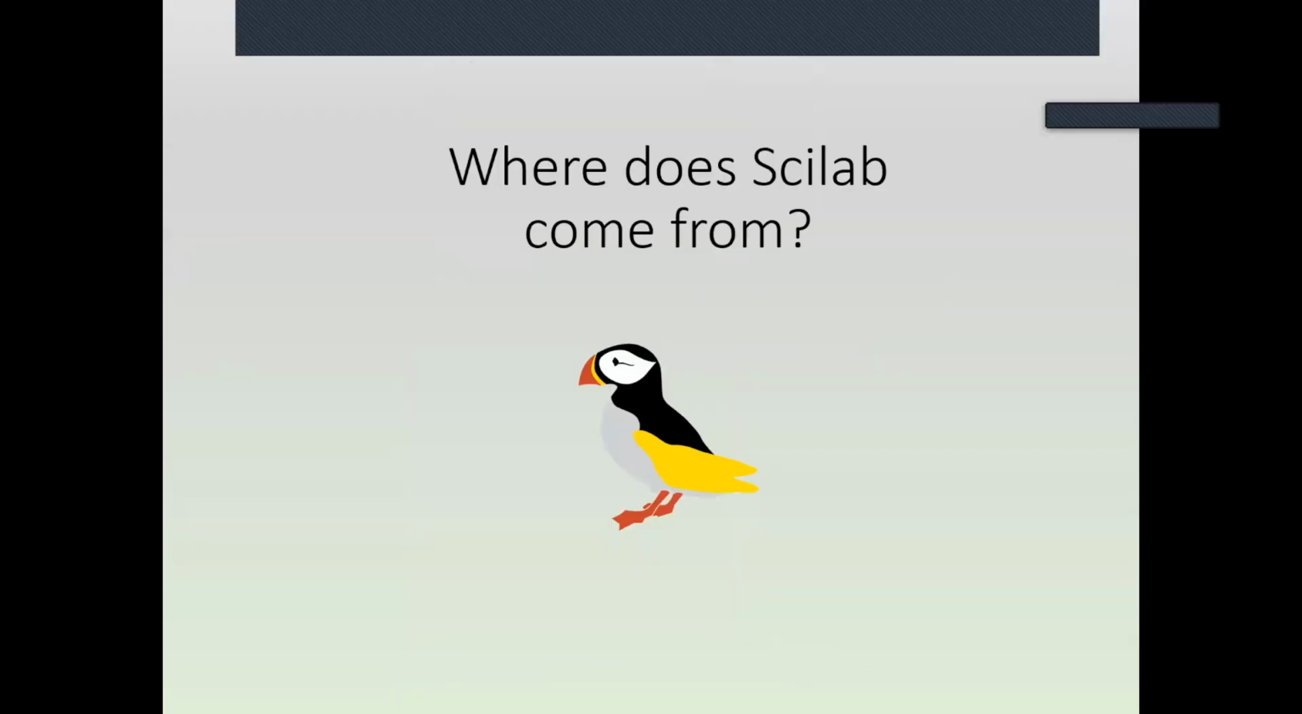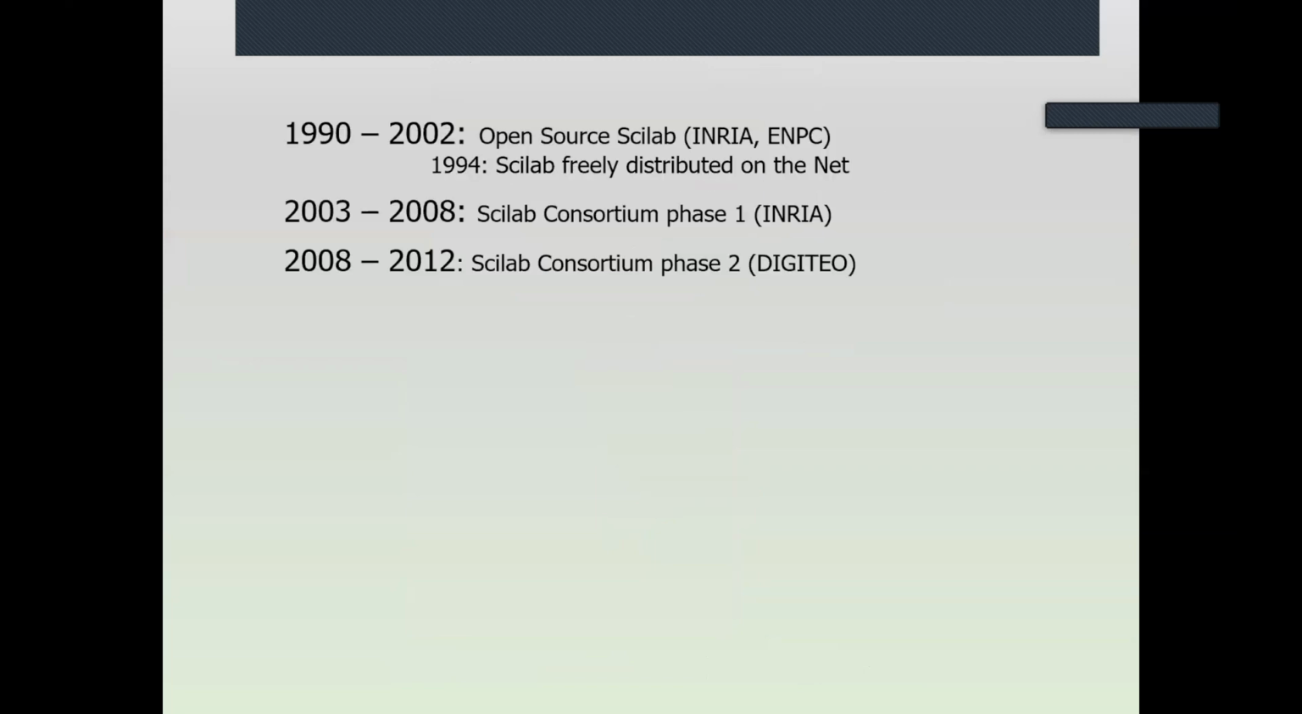What is more interesting is to know where Scilab comes from. It's old, though not as old as Magma. But in the 90s, we needed at Inria this kind of software for the people working on automatic control. The project began at Inria in 1990, and in 1994 the first version of Scilab was put, not on the internet, but on what Roberto told about, anonymous FTP, at this time.